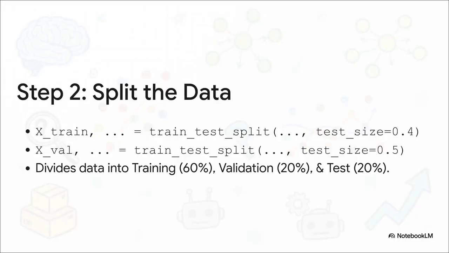Next up, we use that all-important no cheating rule. Now, I know these two lines of code might look a little crazy, but don't worry about the syntax. All it's doing is taking our data and automatically splitting it into those three piles for us. The big 60% pile for training, a 20% pile for our practice quiz, and that last 20% test set that we save for the very end.